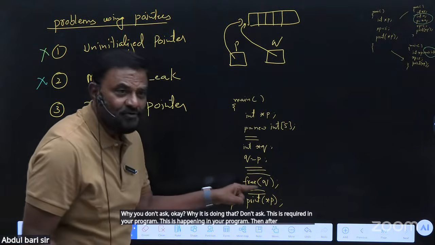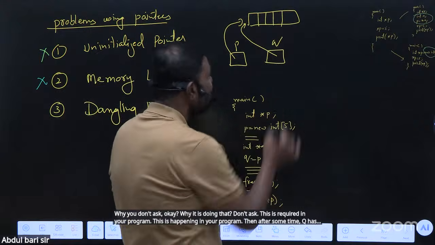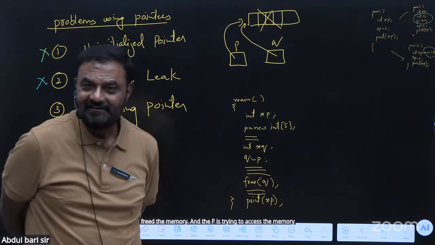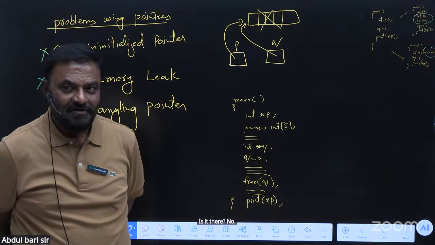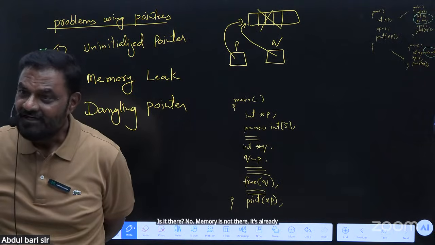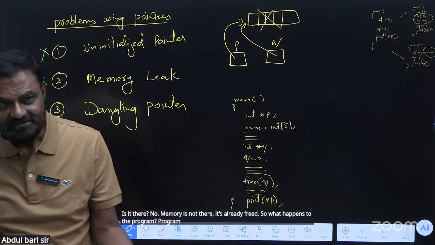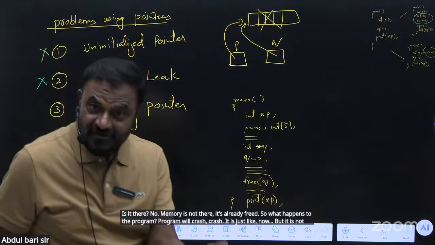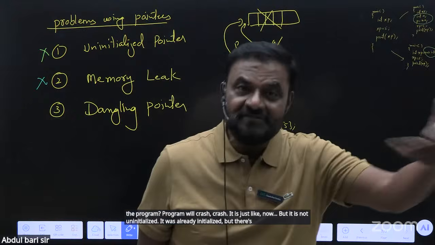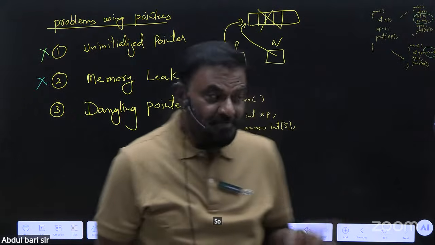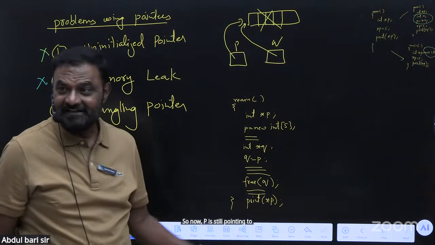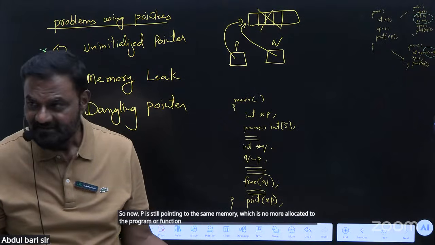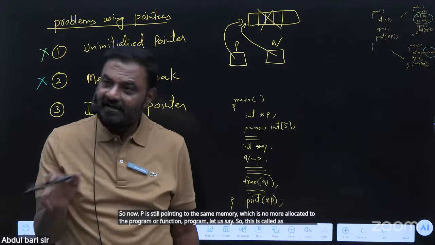Then after some time, Q has freed the memory. And P is trying to access the memory. Is it there? No. Memory is not there. It's already freed. So what happens to the program? The program will crash. It is just like before, but it is not uninitialized. It was already initialized, but some other way, it was deleted. So now P is still pointing to the same memory, which is no more allocated to the program. So this is called which pointer? Dangling pointer.